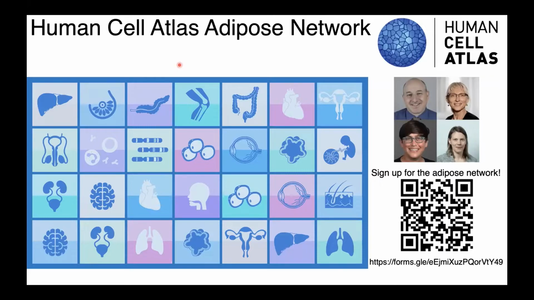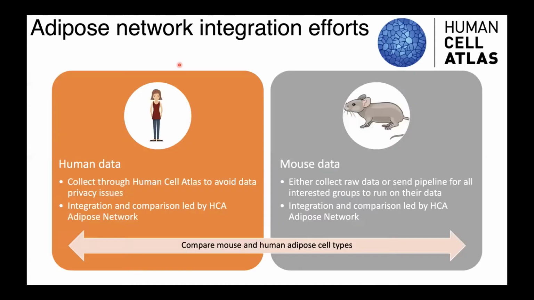So we're obviously the Adipose Network, and right now what we're really working toward is growing the community of adipose researchers in this network. This is to assist in a couple of initiatives that we're working on right now. One of them is to integrate data across labs.